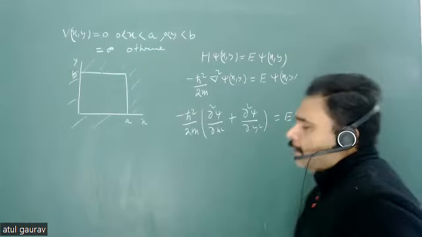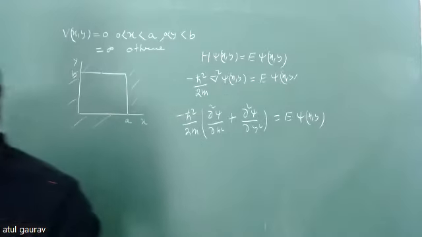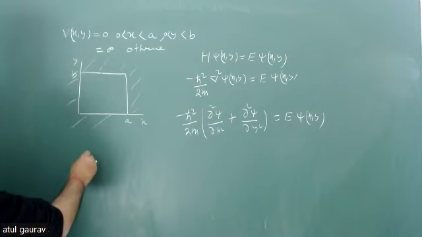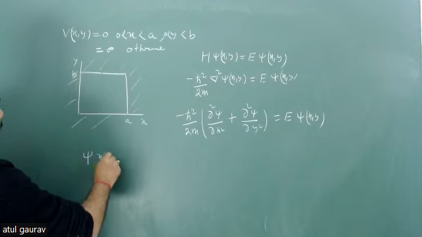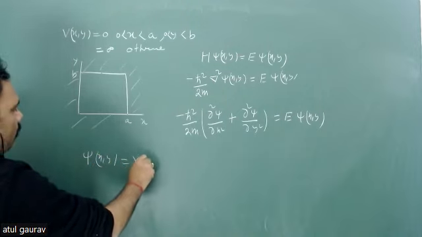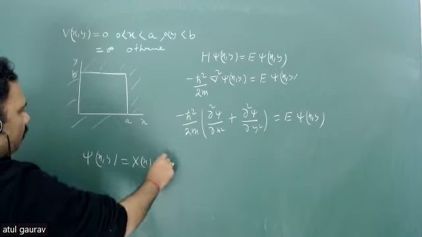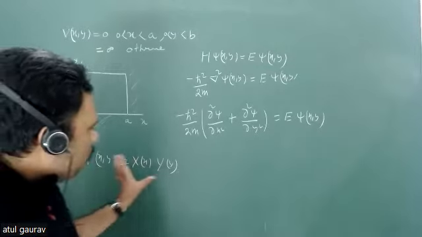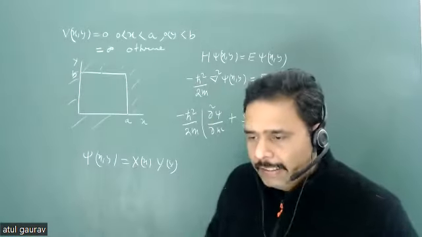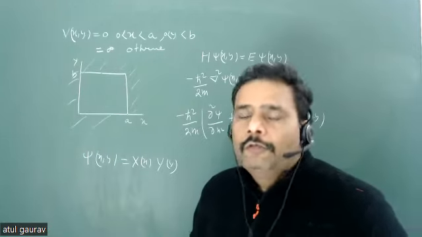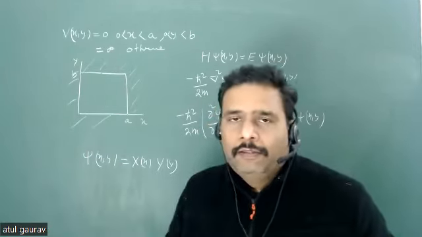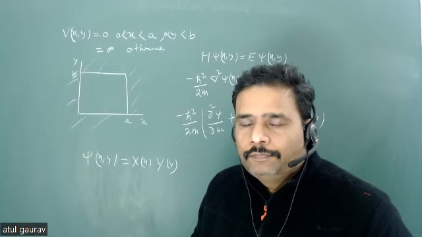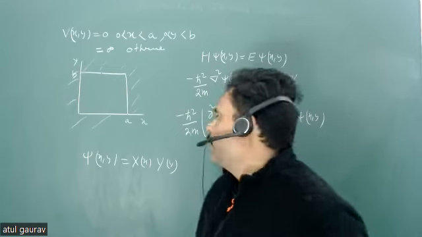Now again, the independence will come into the picture. If x and y are independent, which they actually are, then I can write ψ(x,y) as a function of x, capital X, times a function of y, capital Y. Then this partial differential equation will easily break down into total differential equations. And this method is very famously known as what? Variable separable. Very good.